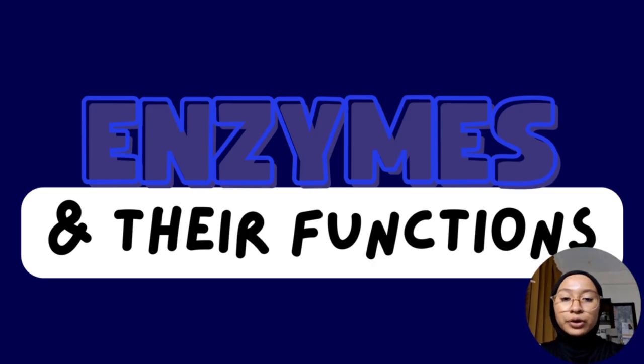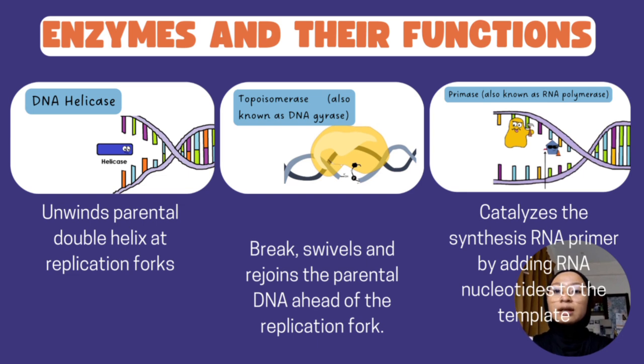Okay, now we're going to talk about the enzymes that are involved in DNA replication and their functions. Okay, first, DNA helicase. DNA helicase functions to unwind the parental double helix at replication forks. Then, topoisomerase, also known as DNA gyrase. It functions to break, swivel, and rejoin the parental DNA ahead of the replication fork.